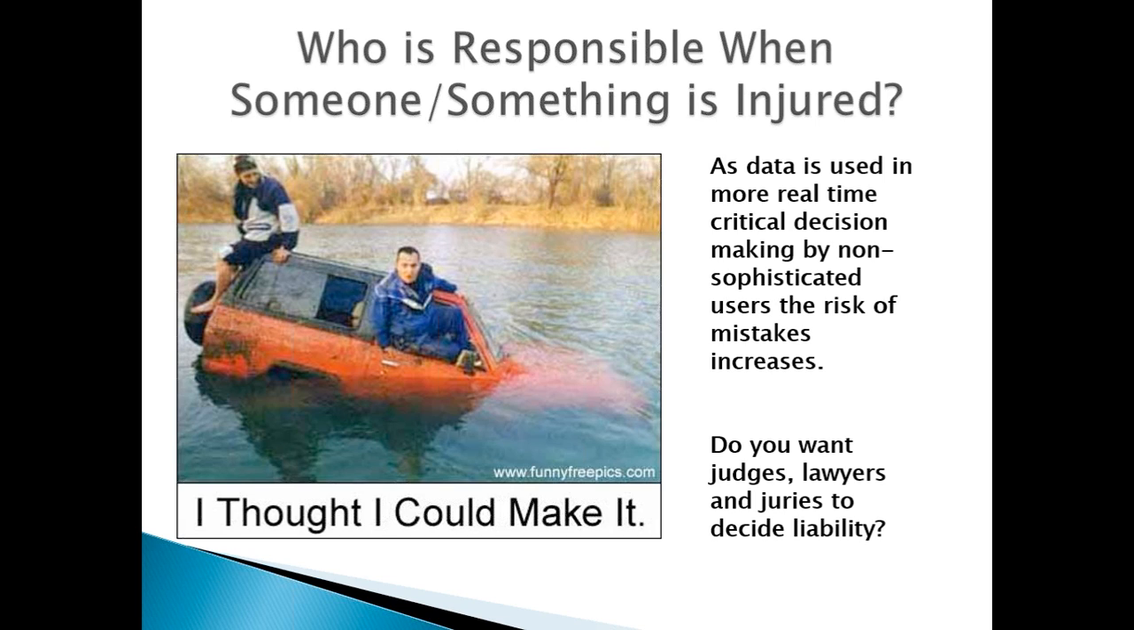As I said, it's important to think about who's going to be responsible if someone gets injured. As data is being used in more real-time critical decision-making by users who aren't necessarily familiar with the limitations of geospatial, you increase the risk of mistakes being made. And do you want that to be decided by judges or lawyers and juries who are not familiar with the technology or the limitations of data? Or would you rather set that forth in your agreement in terms of if there's a problem, who's going to be responsible between the parties?